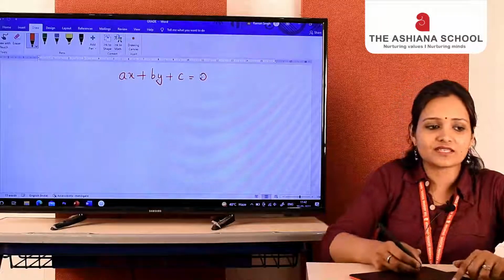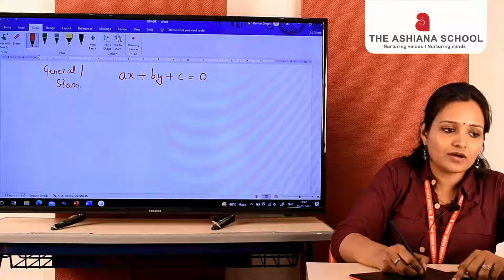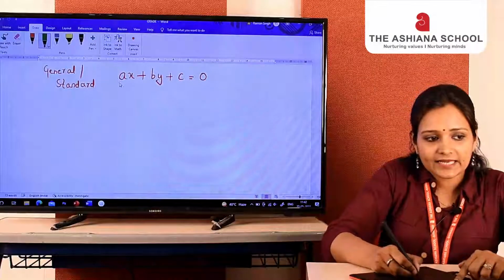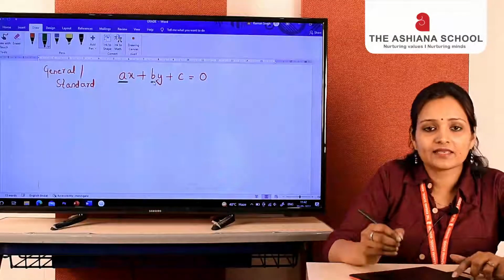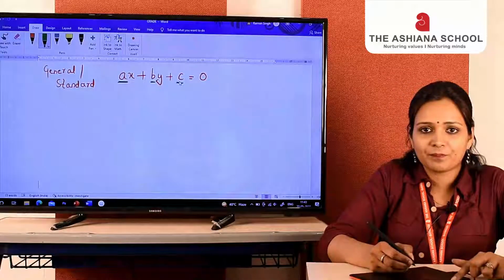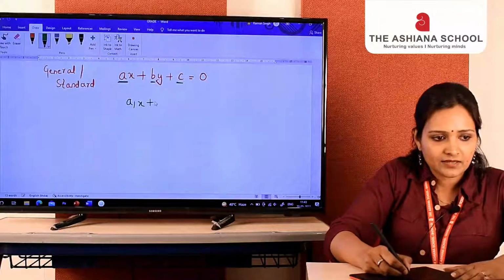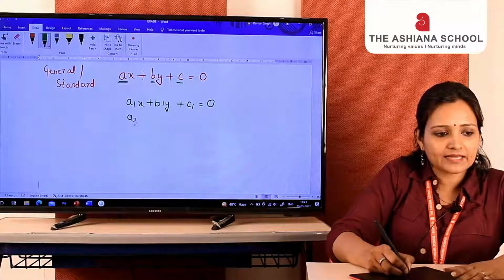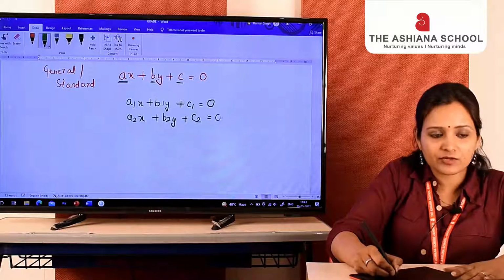Children, please pay attention. This is the general or the standard form of a linear equation. While looking at this equation, we can see a is the coefficient of x, b is the coefficient of y, and c is a constant term. Since we are talking of two equations, we can write them in the form a1x plus b1y plus c1 is equal to 0 and a2x plus b2y plus c2 is equal to 0.